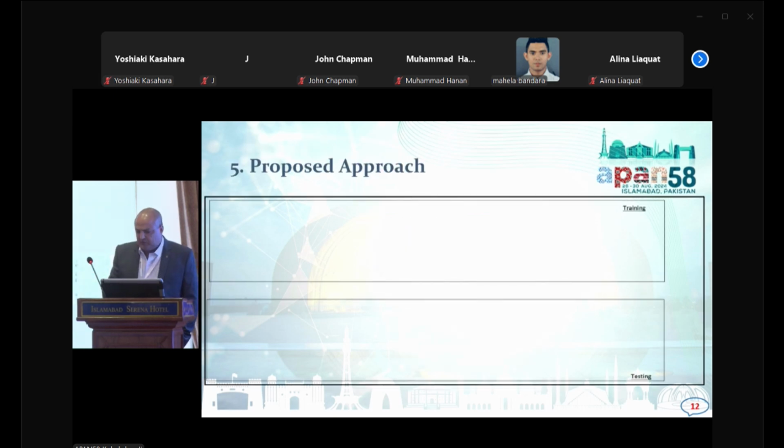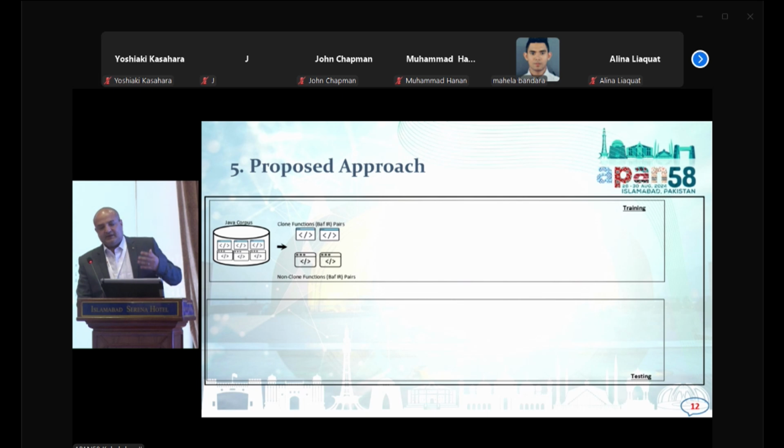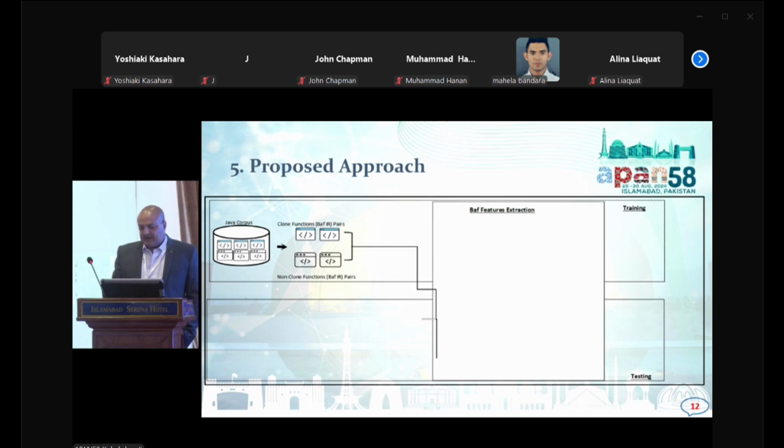Our proposed approach contains two phases. In the first stage, we have a training phase, in which we have to build our data set. We select a data set from a huge Java corpus, which contains clone functions and non-clone functions. Actually, this data set is converted into BAF intermediate representation. These data sets are fed into a process called BAF feature extraction.